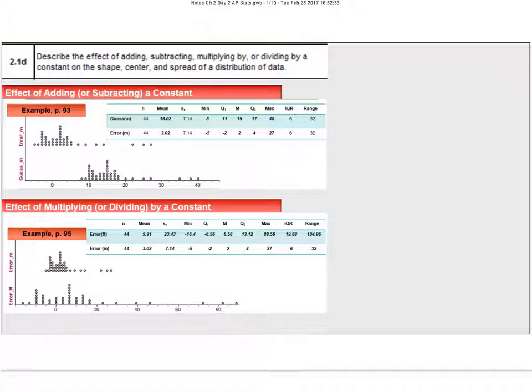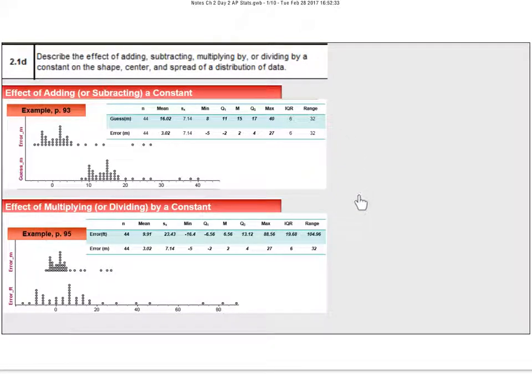You're going to notice it just slid backwards, but notice the shape of that stayed the same. What happened to the center and what happened to the standard deviation? I can show you right here just on the output. The center would be the mean. You're going to notice the mean went down by 13. The standard deviation, you're going to notice, stayed the same.